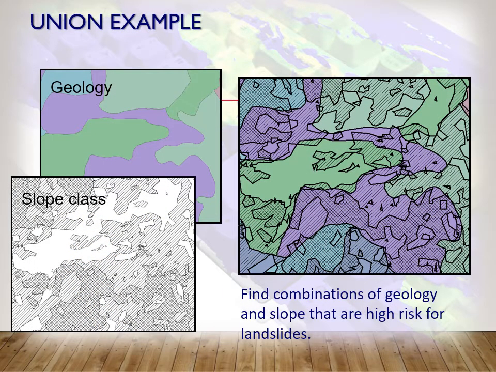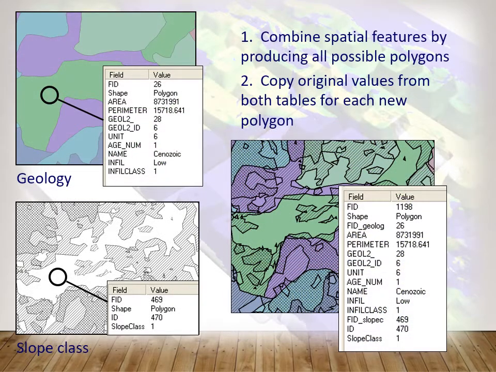With union, however, you actually add all of it together. Everything comes with it. So if you have geology in one layer and slope class in another layer, then you get a whole set of different polygons that will include data from geology and the slope class. This is like using OR when we're dealing with queries. So this is the output.